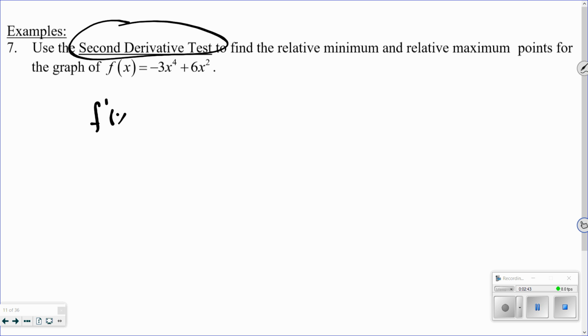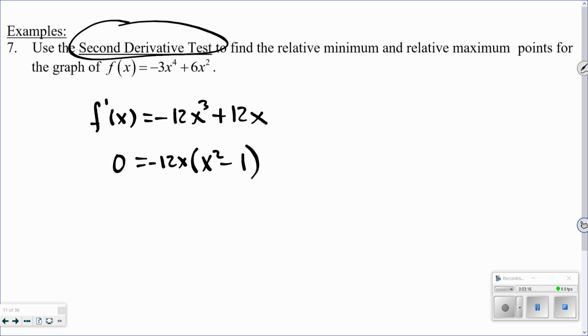f prime of x is equal to negative 12x to the third plus 12x. You want to find out when this first derivative is undefined or equal to 0. It's a polynomial, so it's never undefined, but it will equal 0. So set it equal to 0. You could factor out a negative 12x. That would leave me with x squared minus 1. So it's equal to 0 when x is equal to 0, and then plus or minus 1.